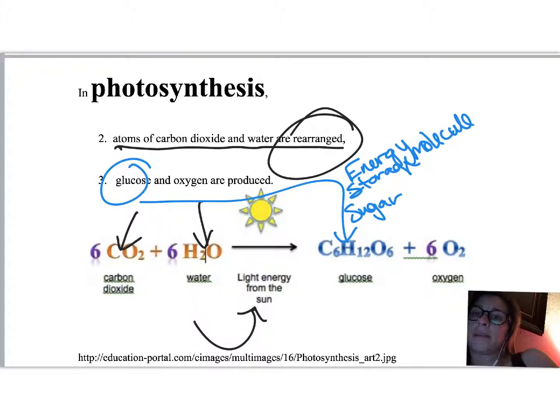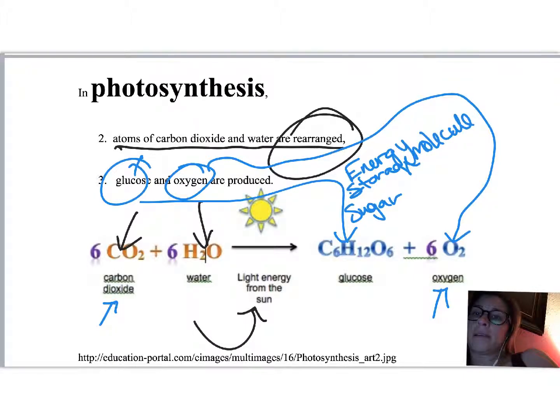Sorry, slow writer. And we're also going to give off oxygen as a waste product, right? So oxygen over here. That's how plants breathe in carbon dioxide and plants breathe out oxygen.